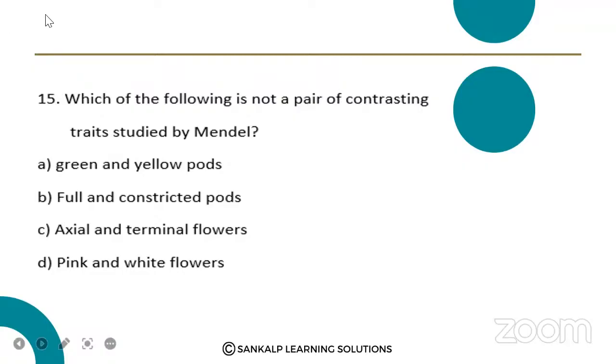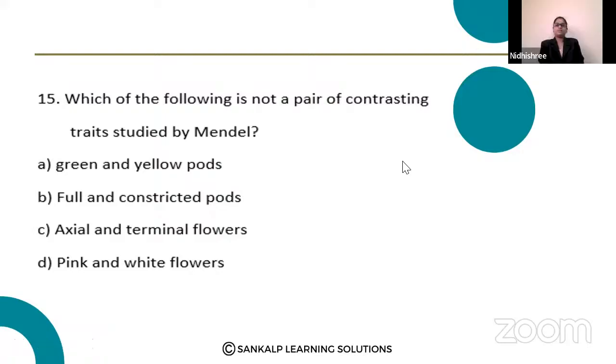Option B, ma'am. Full and constricted pods. Pink and white flowers. Option B, ma'am. Read it carefully. Read the question carefully. Option D, pink and white flowers. Chat answers I got as option B. Few of them answered as option D.